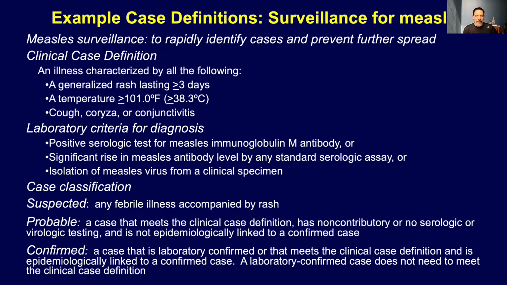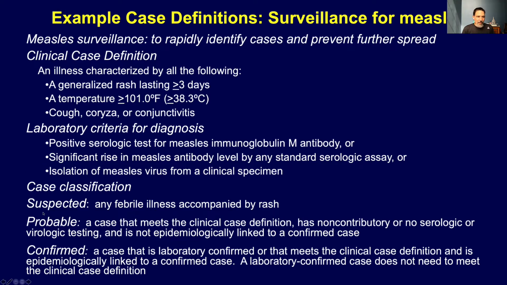So what about measles surveillance? This is a surveillance system that is intended to rapidly identify cases and prevent further spread of measles in the community. They have a clinical case definition at the top here that individuals could meet depending on their symptom profile, and then also laboratory criteria to confirm the diagnosis, which includes different kinds of laboratory tests.